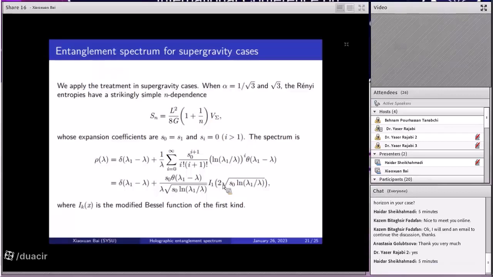The continuous part of the spectrum is described by a modified Bessel function of the first kind, and the degeneracy of lambda 1 is just 1 here. It's the result. It has been derived in 2D CFT, but in higher dimensions, the spectrum can also have such a structure.